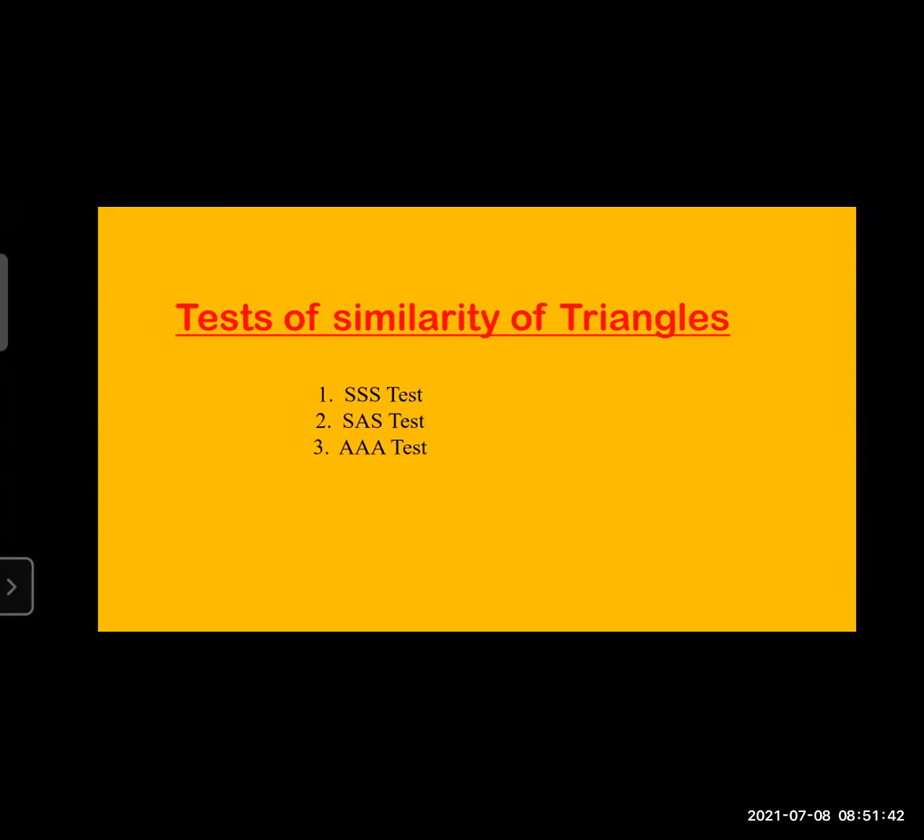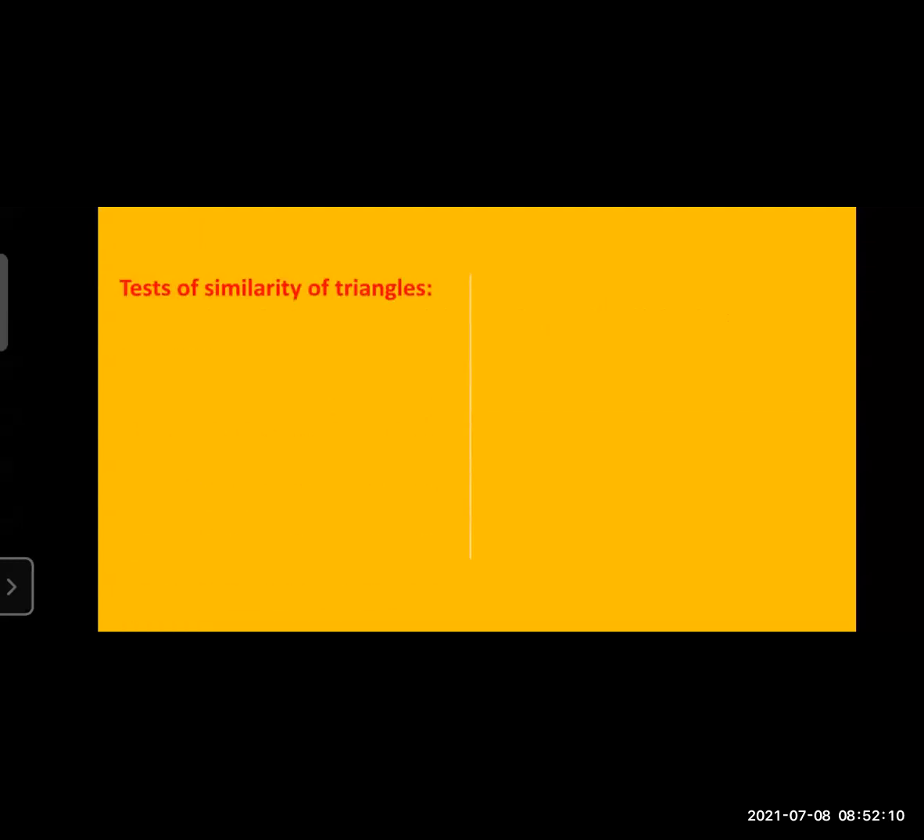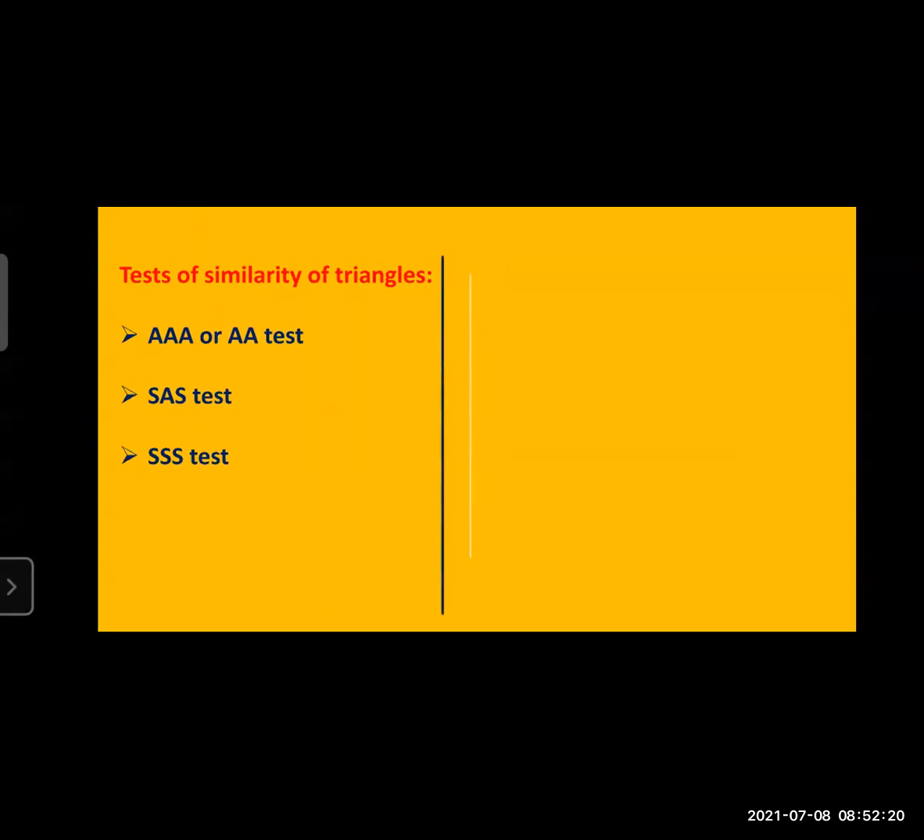It means in two triangles, if two sides are similar and one angle is congruent, then we say that these two triangles are similar by the SAS test. And the third one is AAA, that is, all three angles are congruent. So in today's lecture, we discuss these three similarity tests for triangles, and then we solve a few examples based on them. Okay, so let's start. The first one is the test of similarity of triangles, AAA, also called the AA test, then the SAS test, and the SSS test. So one by one we discuss.